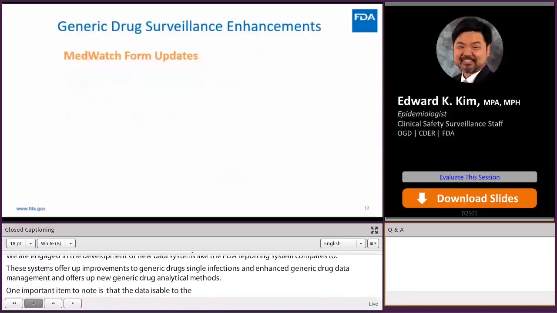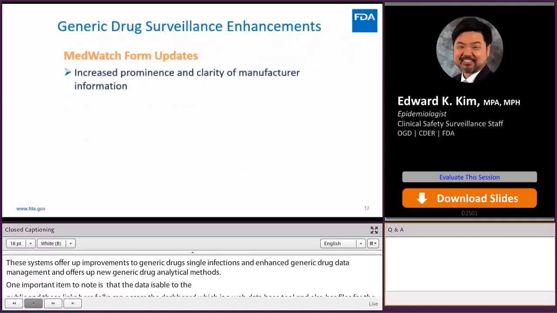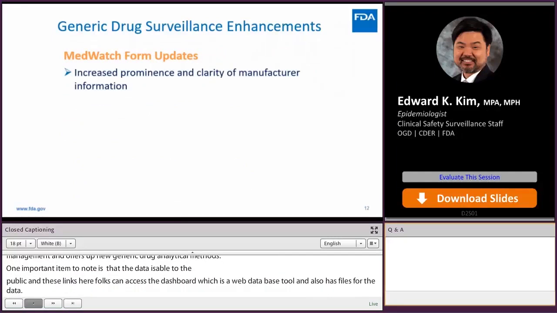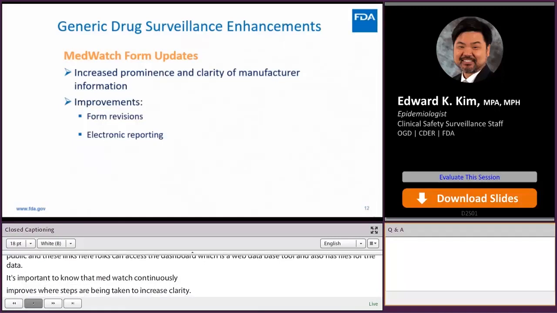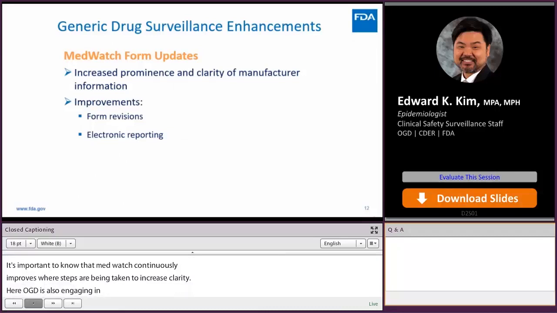It's also important to know that MedWatch is continuously improving, where steps are being taken to increase prominence and clarity of items such as manufacturing information. Here, OGD is also engaged in improvements related to form revisions and electronic reporting. Okay, remember the poll response that we took earlier? It's not only appropriate to increase the number of completed MedWatch form poll responses, but steps are being taken to help ensure that the quality of information improves along with the quantity.